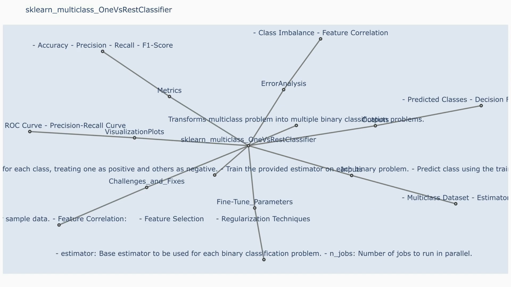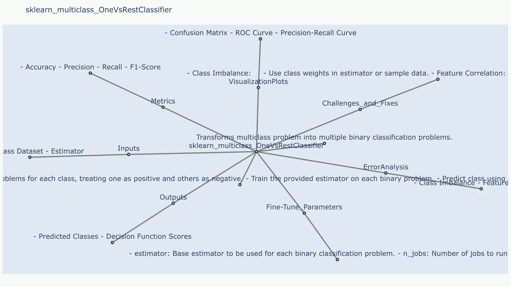sklearn Multiclass OneVsRestClassifier. Description: The OneVsRestClassifier strategy in scikit-learn is a method for handling multiclass classification problems by breaking them down into a series of binary classification problems for each class in your dataset. It trains a separate binary classifier that distinguishes instances belonging to that class from instances belonging to all other classes.